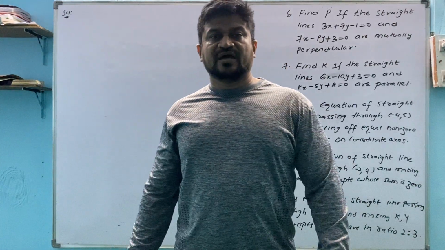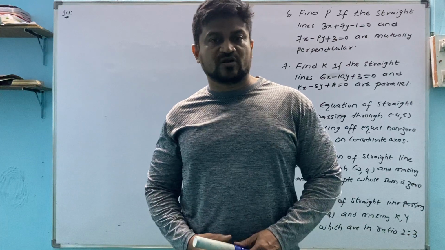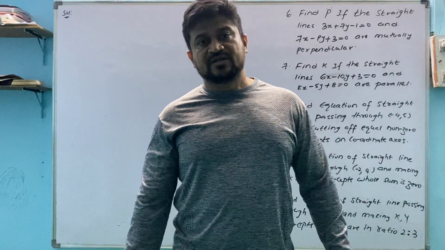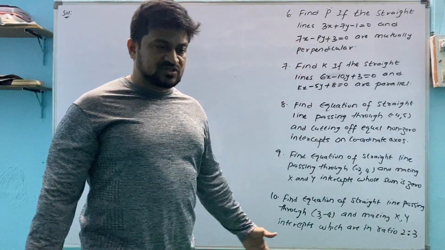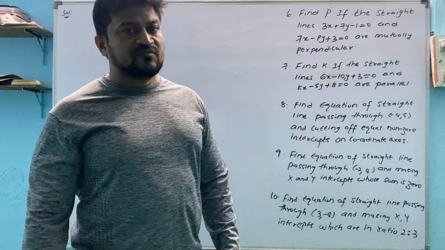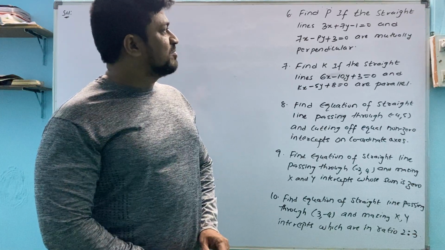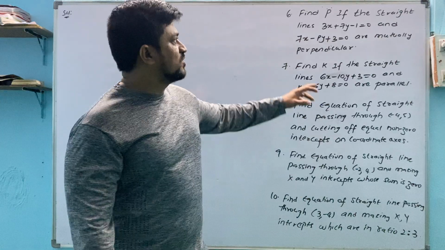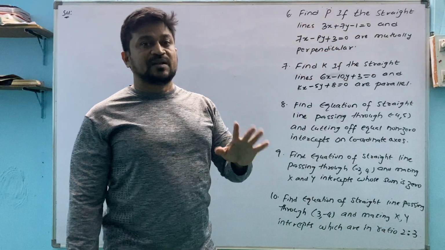Straight lines we have discussed in two classes, some five problems we have discussed along with formulas. Now this is the third class for straight lines. In this we'll discuss five questions. In the first question we need to find P if the straight lines are mutually perpendicular. Means we need to find the P value if the two given lines are perpendicular.